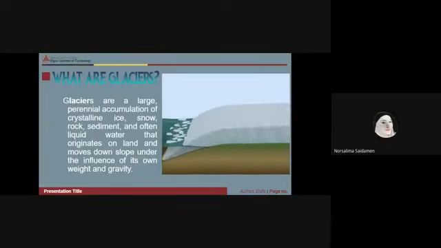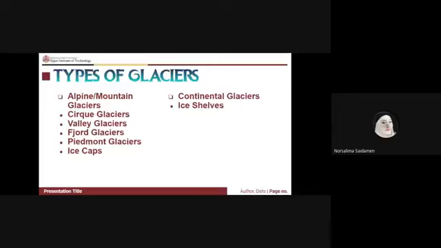So imagine, there is a big difference between the Pleistocene Ice Age and now, because almost all of the glaciers have melted and only one tenth of Earth's land is covered with glacial ice. So now we go to the types of glaciers. Primarily, there are two types of glaciers. We have the alpine or mountain glaciers and the continental glaciers.